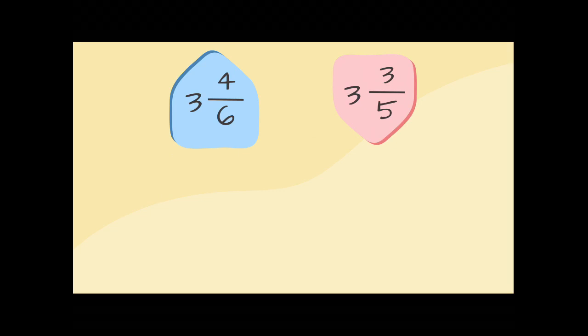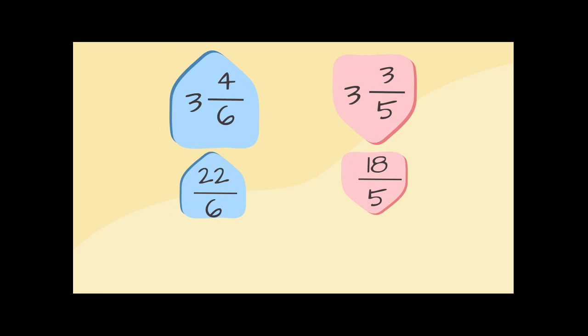Okay, hopefully you were able to solve this problem. So these were two mixed fractions. The first step is always to convert them into improper fractions. So we're going to go a little faster here. We're going to do 6 times 3, 18 plus 4, 22 over 6 for the left. And for the right, we're going to do 5 times 3, which is 15, plus 3 is 18 over 5. So these are the two improper fraction forms. If you didn't get this part right, go ahead and go back and try to see what you did wrong.